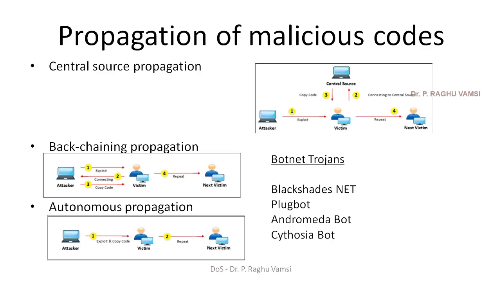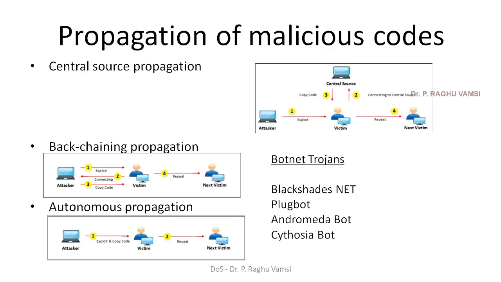Basically, this will be done in three ways. Central source propagation. Central source propagation means there will be a database, a repository of the malicious codes. So whenever the attacker exploits the victim machine, it automatically connects to the central server and the code will be downloaded. In this case, the victim doesn't know who the attacker is. He will know only the central services.